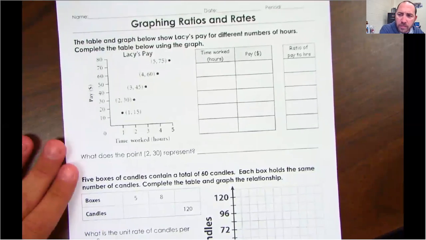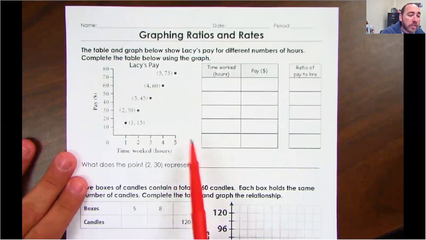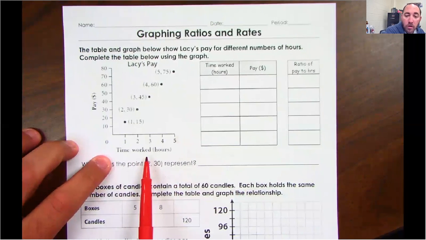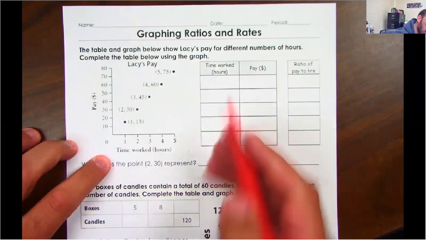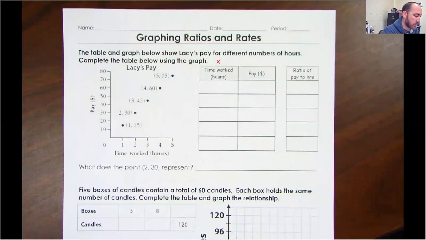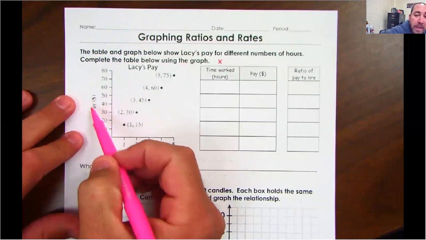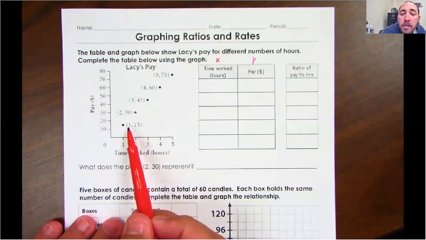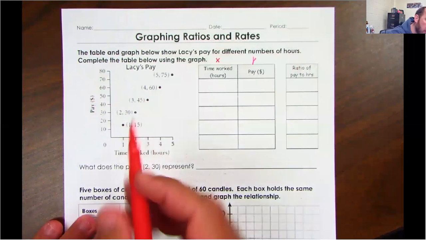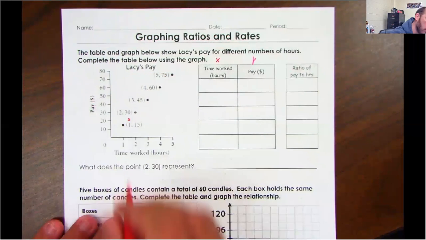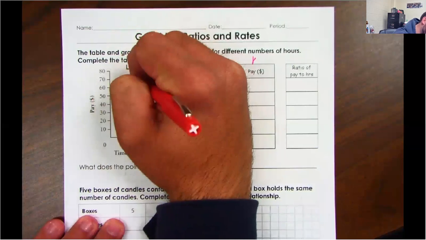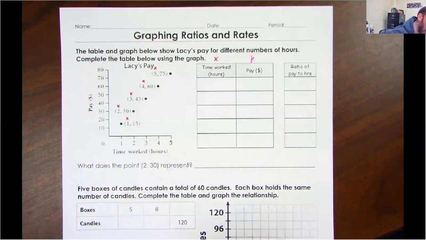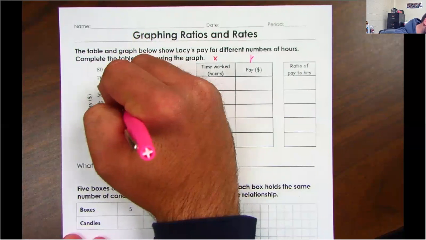Ooh, look at this one. This one, it's already graphed for us. We're going to fill in the table. The X-axis is time worked in hours. So this is my X. The Y is the pay in money. The first number in the ordered pair represents your X, which is the number of hours. So I'm going to label all my X's right now. Your second number is the Y. That represents how much money you got.